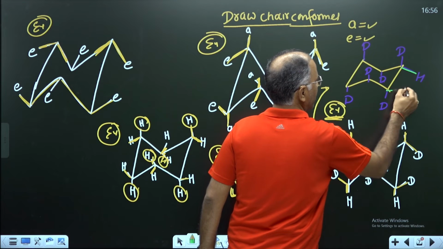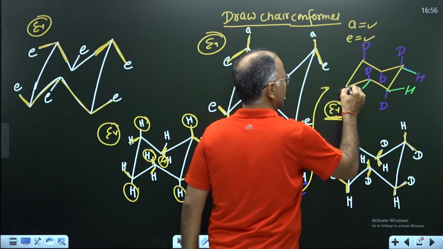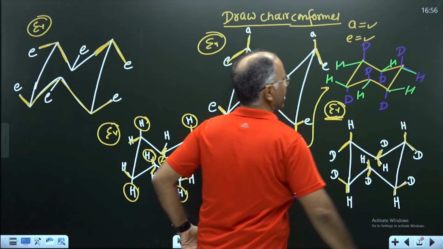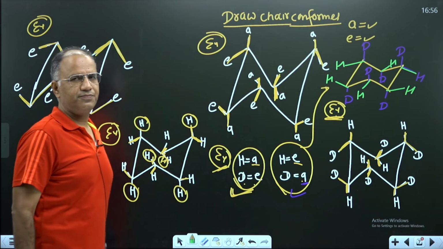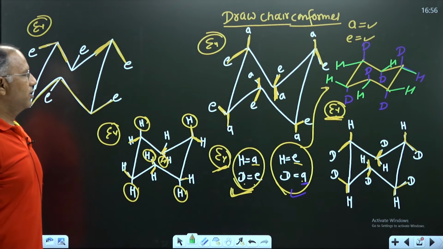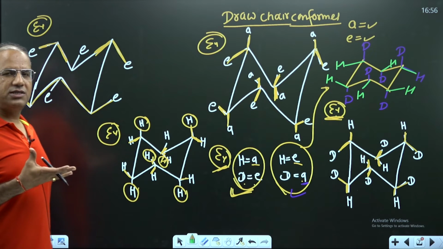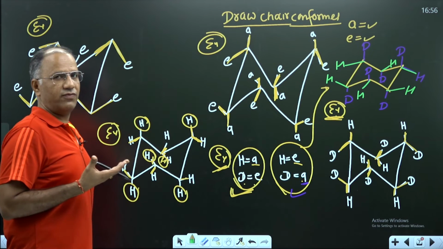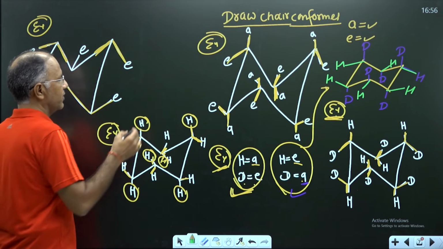This is hydrogen, H, all hydrogen at equatorial position. Now, what is the meaning of these terms, axial and equatorial position? What is the meaning of the axial term, and the equatorial position?